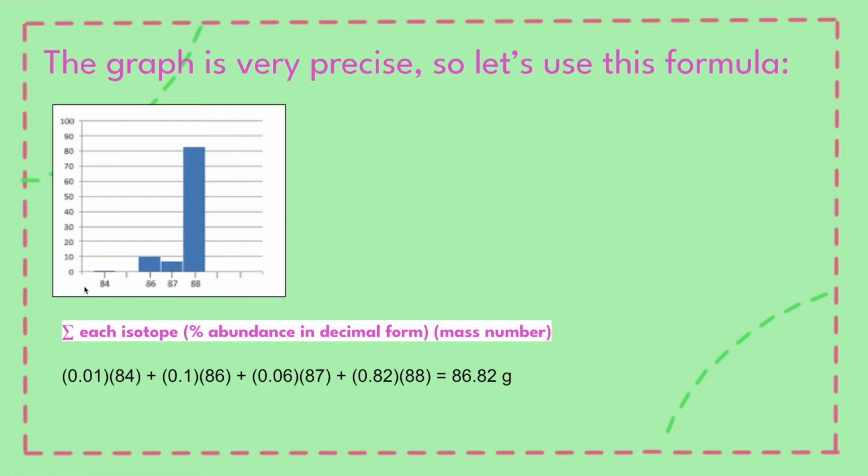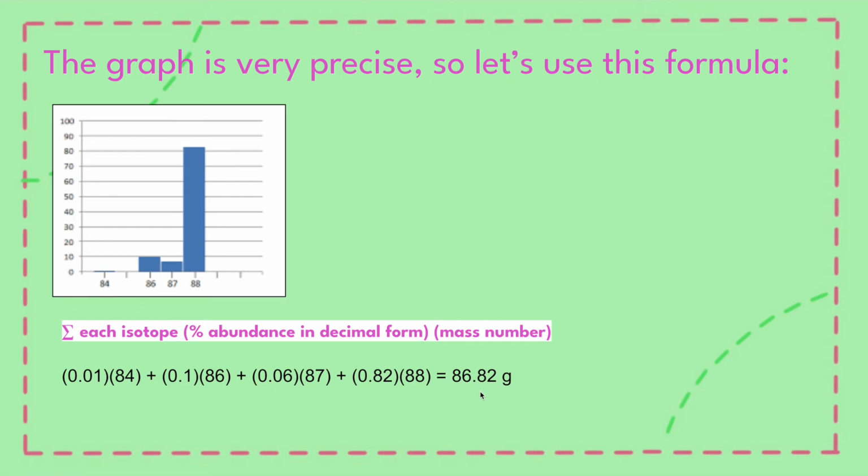And then for the next isotope, its percent abundance is 10%. And we're going to convert that to decimal form, which will be 0.1. And our mass number is 86. And when we keep going like that for each isotope, so on and so forth, we will have our final answer.